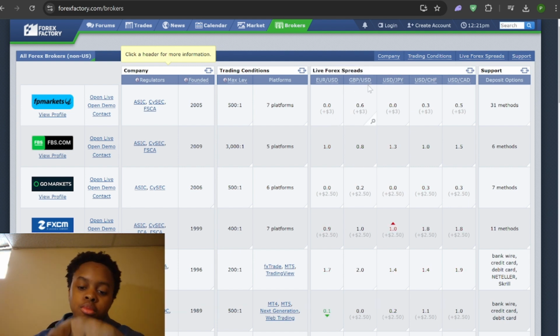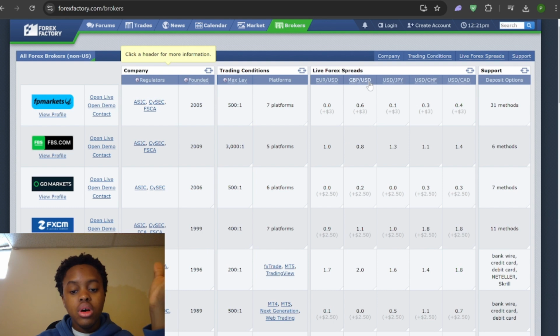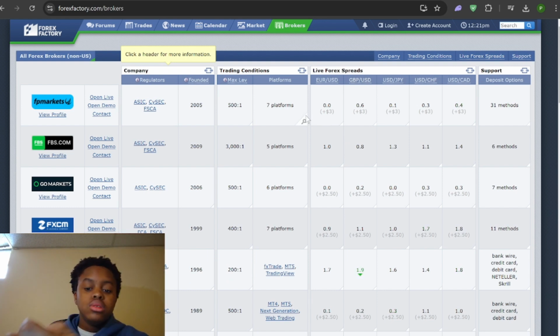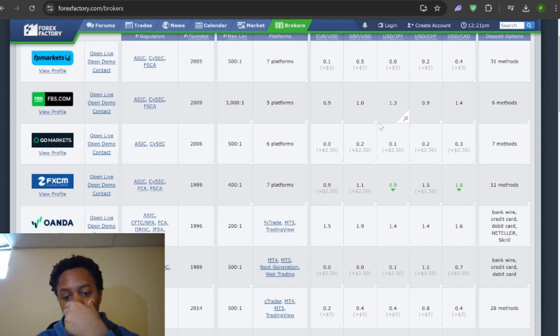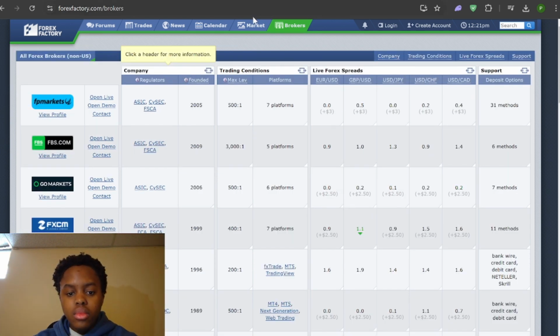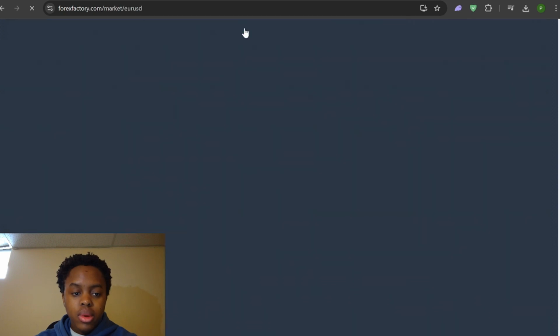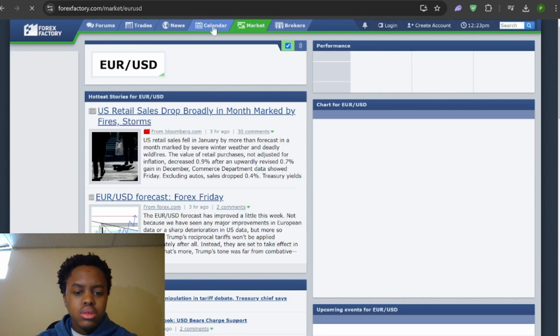So now for GBP/USD, that is the Great Britain pound against the American dollar, their spread is $3. You get what I'm saying? That's basically the commission the broker is going to get from it. So now the important one we need is the markets. Sorry, was it? Yeah, the calendar. My bad.